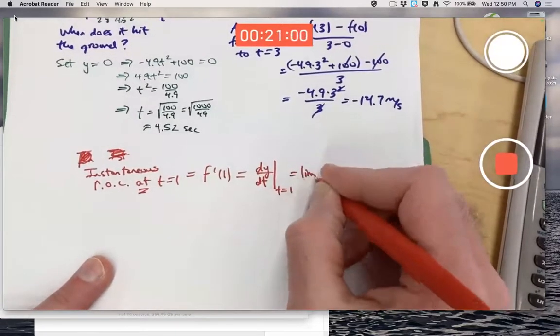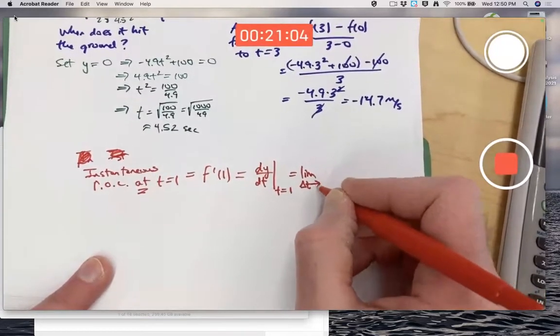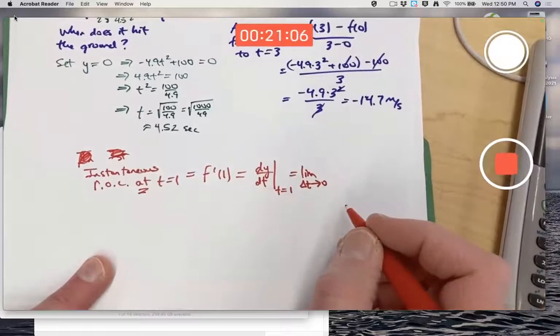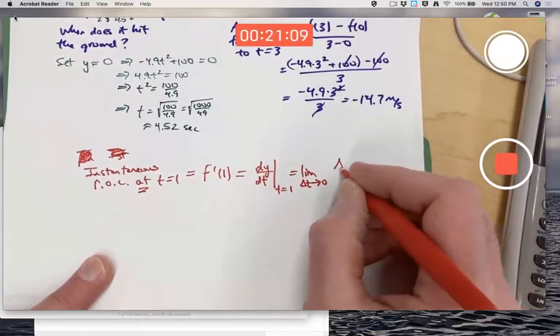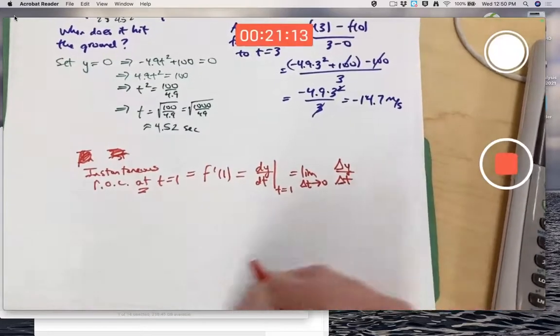It's a limit as delta t or h, whatever letter you want to use. I'll use delta t here because I've been using it so far. As delta t goes to 0 of delta y over delta t. It's not a ratio in and of itself. It's a limit of ratios.